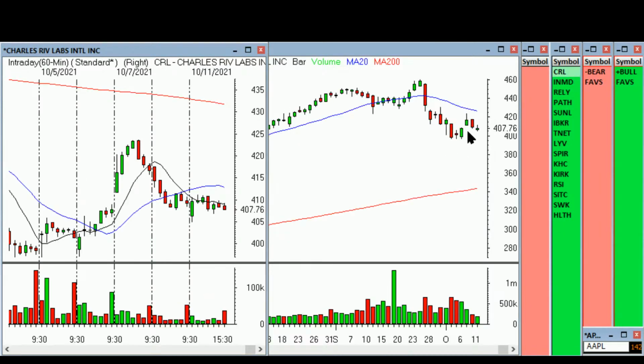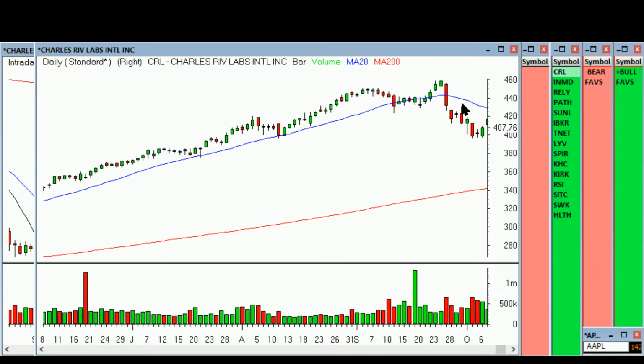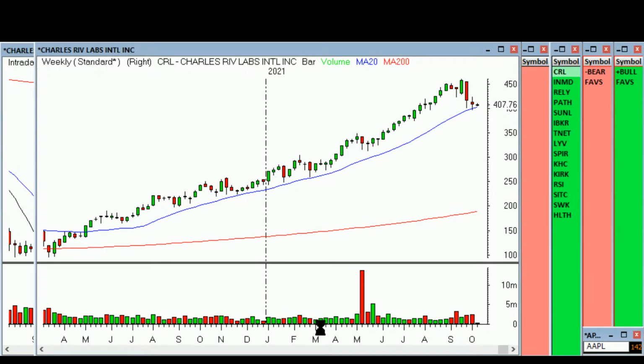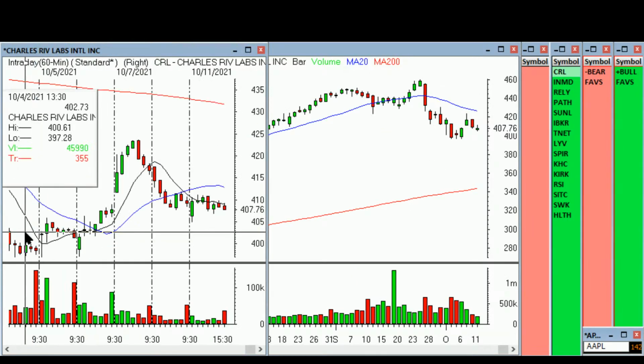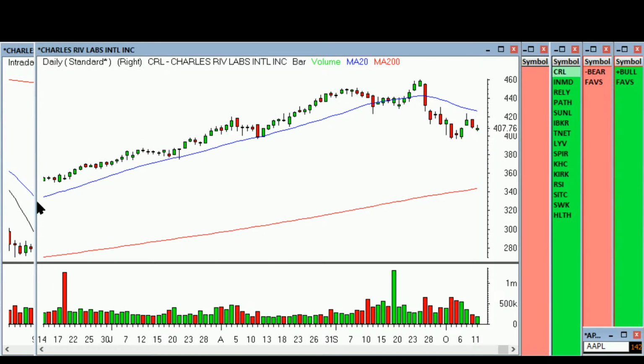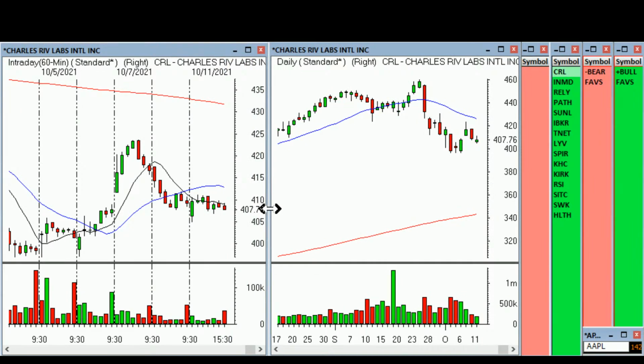CRL, I trailed out of half a couple days ago over here somewhere. This is a climactic short. Look at this crazy monthly chart. Unbelievable. Way overextended. So this should come in. In fact, I can add back whatever we trailed out tomorrow, because this looks like a sell setup plus a 1 2 3. I'm going to add it to the daily watch list for tomorrow.